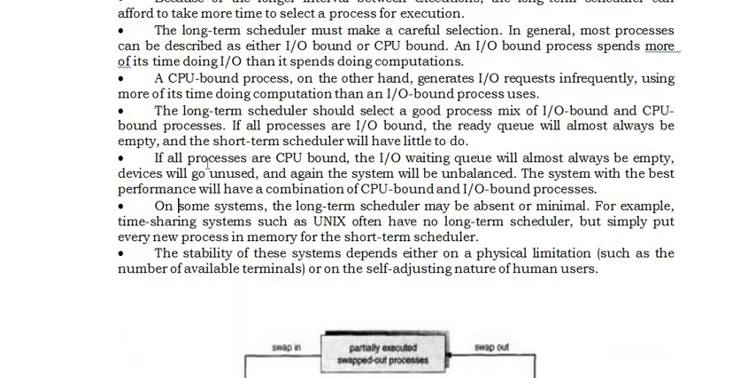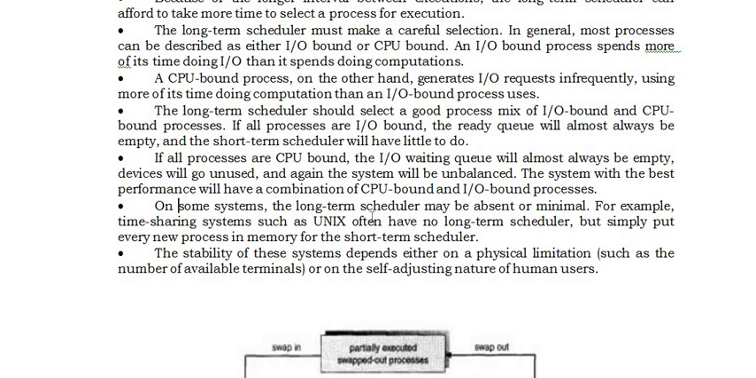If all processes are CPU bound, the IO waiting queue will almost always be empty. So devices will go unused and again the system will be unbalanced. So we should not select only IO bound, and we should not select only CPU bound. Always we need to select a combination of IO bound and CPU bound processes.